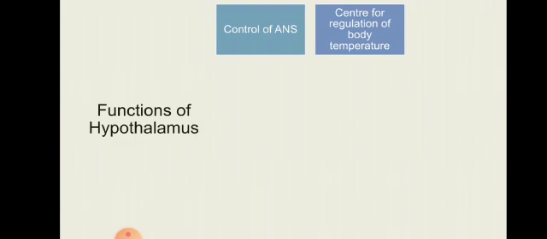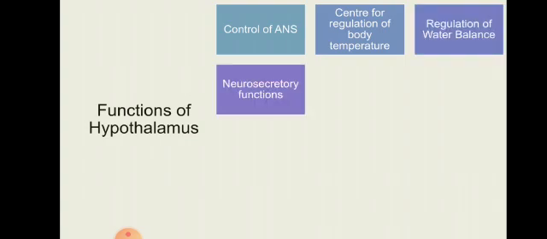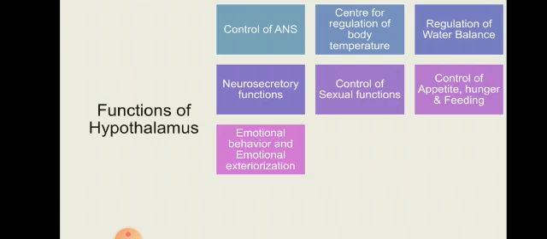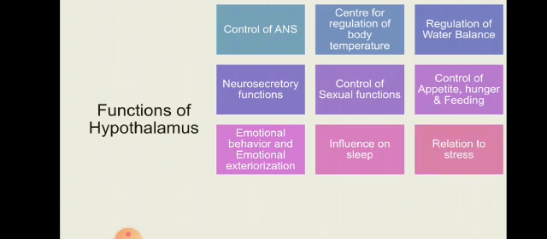Now let's go to the functions of hypothalamus. The functions of hypothalamus are divided into around 10. So the first function is it controls the autonomic nervous system. Then it's basically the center for regulation of body temperature. It regulates the water balance in the body. It's neurosecretory in function. It controls the sexual functions in the body. Appetite, hunger and feeding are also controlled. Emotional behavior and emotional exteriorization is also a function of hypothalamus. Hypothalamus influences sleep. It helps in stress management, and finally the biological rhythms or the circadian rhythms are also maintained by the hypothalamus. So these are the 10 functions of hypothalamus which you all need to know at the tip of your tongue, all the 10 functions.